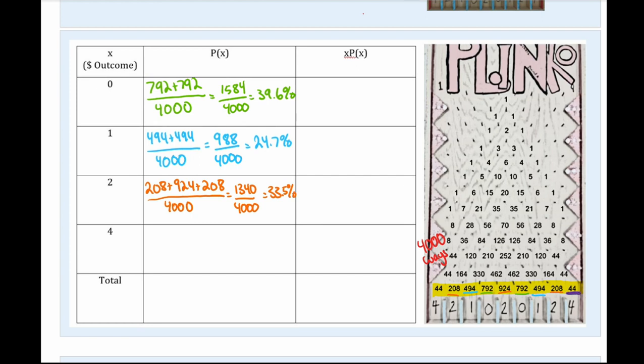And then lastly, column 4, 44 plus 44 for the 2 ways, or the 2 different endpoints, divided by 4,000.